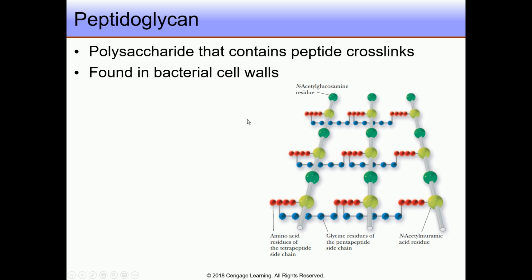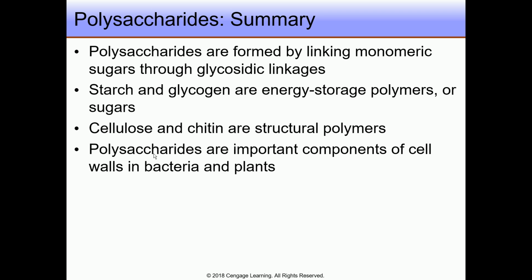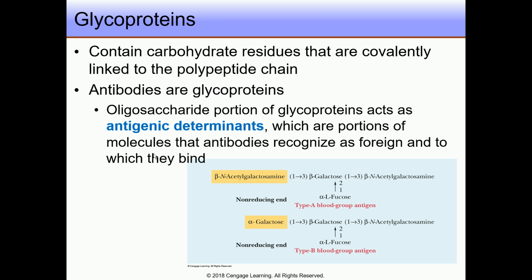You can see here, this represents the peptide. This is N-acetyl glucosamine, and this light green is N-acetyl muramic acid. You can see N-acetyl glucosamine, then N-acetyl muramic acid, N-acetyl glucosamine, N-acetyl muramic acid. So the monosaccharides are two here, and they are cross-linked with some peptides. This is peptidoglycan. Peptidoglycan forms the cell wall of bacteria, and it is made of heteropolysaccharides and proteins. This is just a summary of polysaccharides.